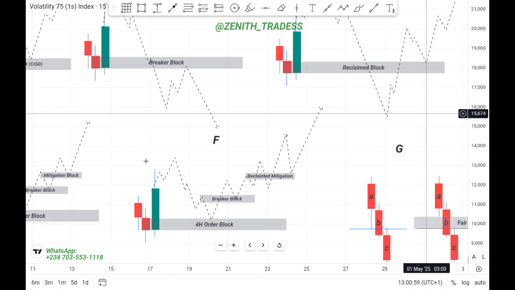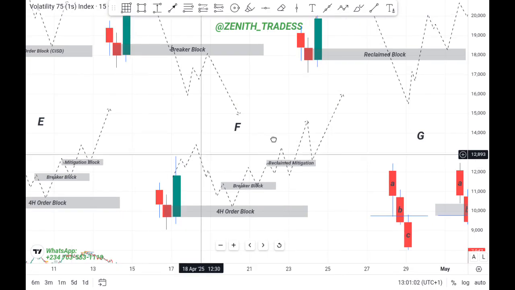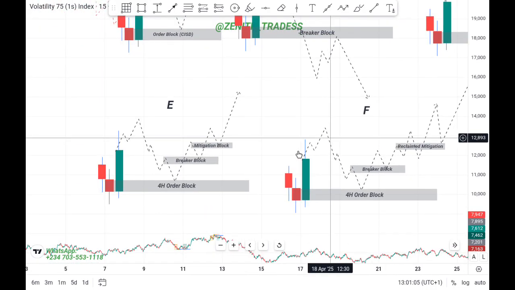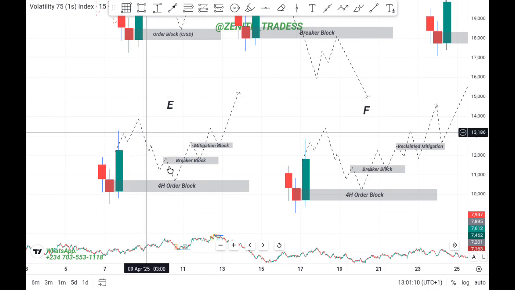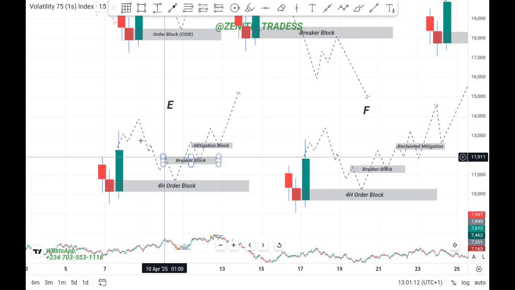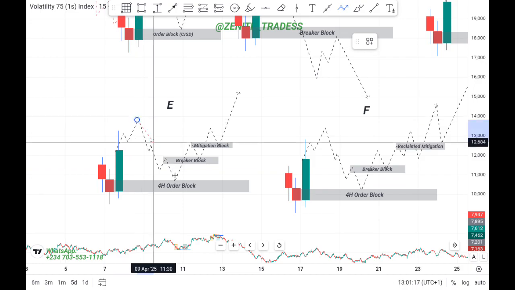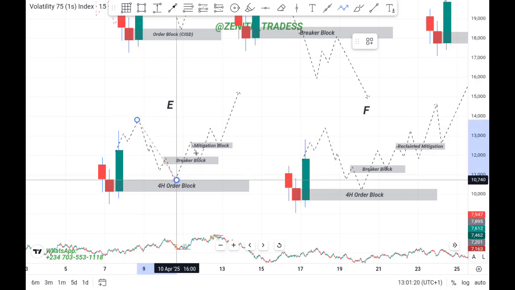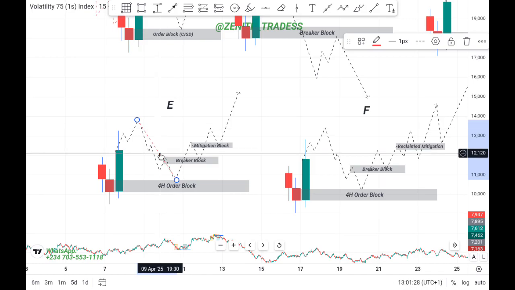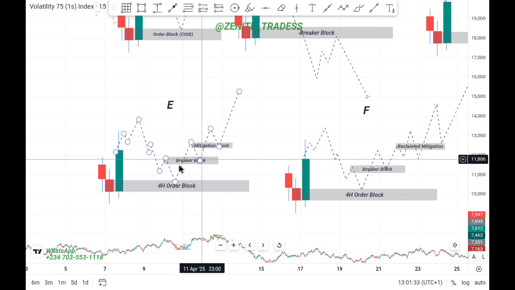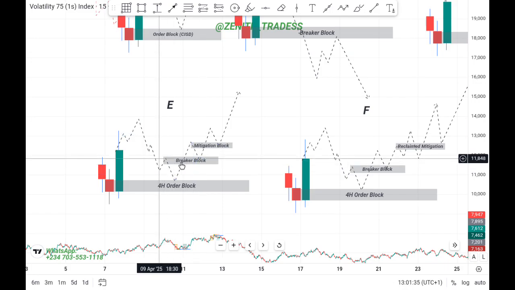Now the next one is reclaimed, what's it called? Okay, good. Number E, now we have a breaker block. I said for a breaker block, the old high that was invalidated will be from a previous trend. You can see this is from a previous trend, the trend before the market structure shift, before the change of character happened. So the last old high that was invalidated, that served as support to this low, is from the previous downtrend. So that's a breaker block.